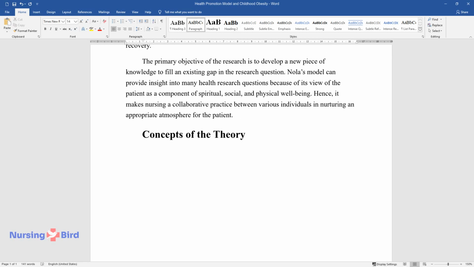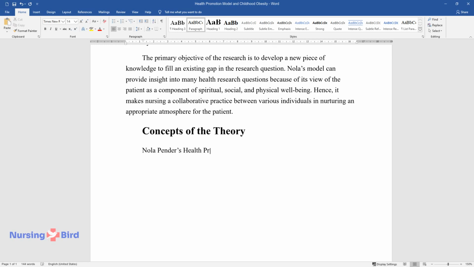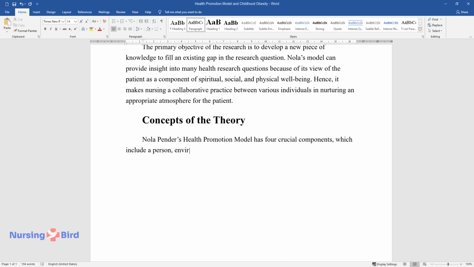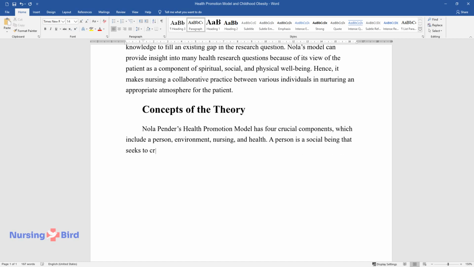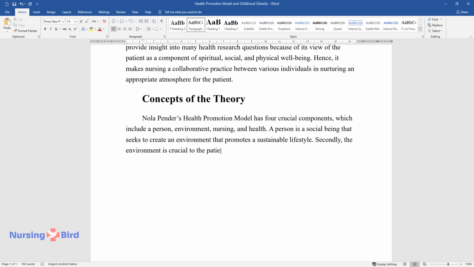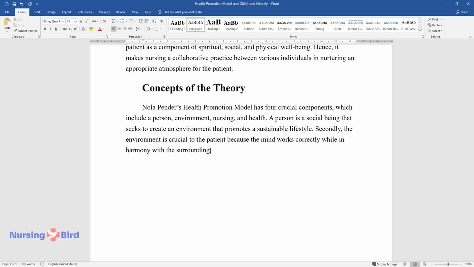Concepts of the theory. Nola Pender's health promotion model has 4 crucial components, which include a person, environment, nursing, and health. A person is a social being that seeks to create an environment that promotes a sustainable lifestyle. Secondly, the environment is crucial to the patient because the mind works correctly while in harmony with the surroundings.